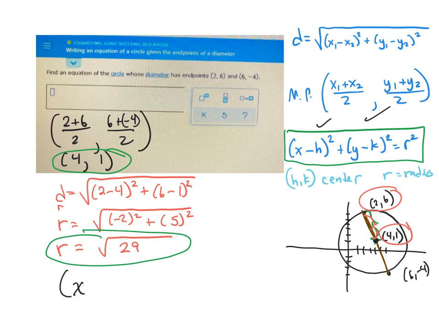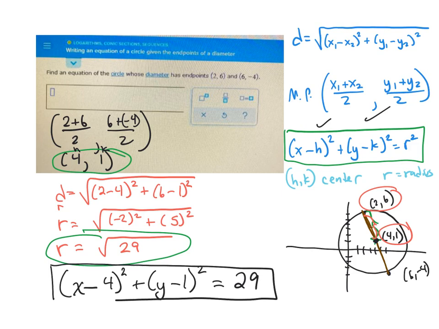All I'm going to do is write x minus h. Now this circle's center is (h, k), so it's going to be (x minus 4) squared plus (y minus 1) squared. And now it equals the radius squared, but my radius is the square root of 29. So when I square it, I just get 29. Squaring the square root just makes that go away. So that would be my equation of my circle.